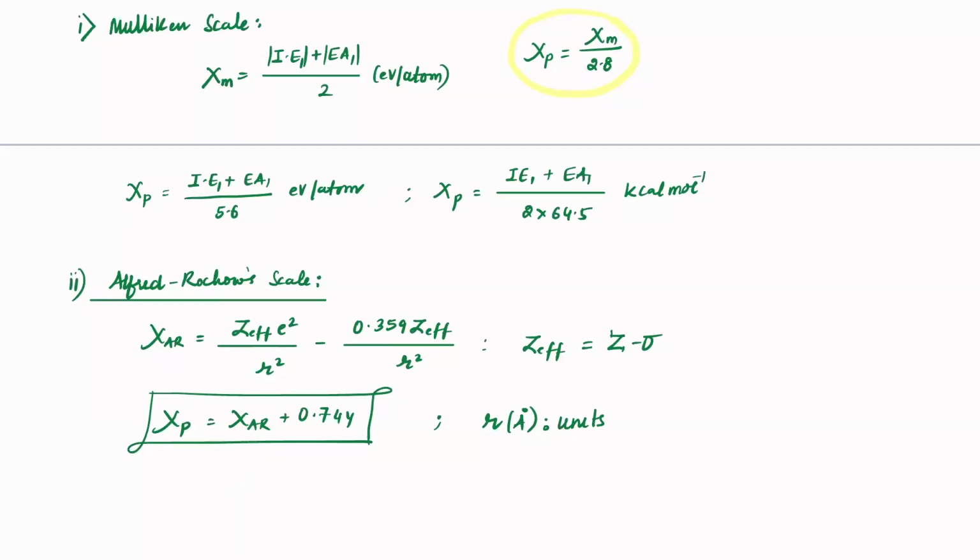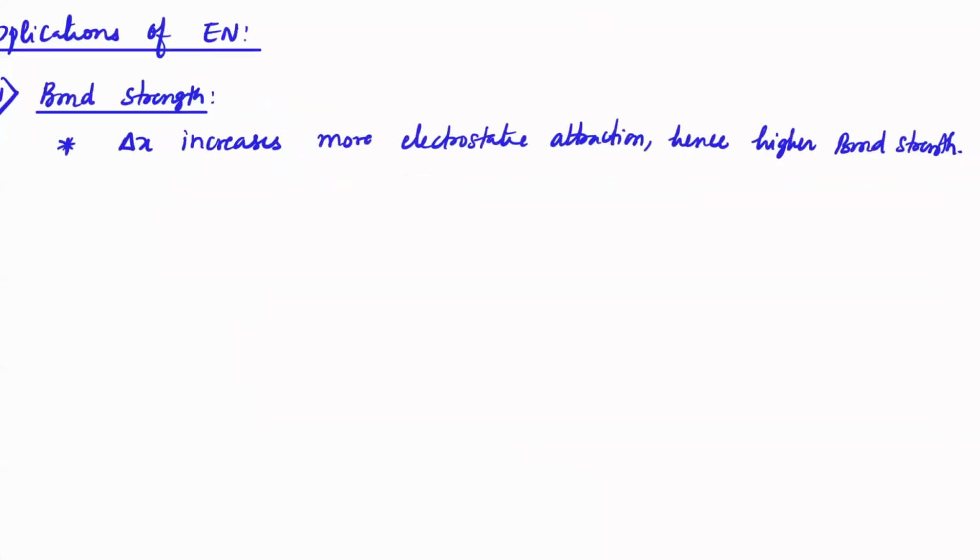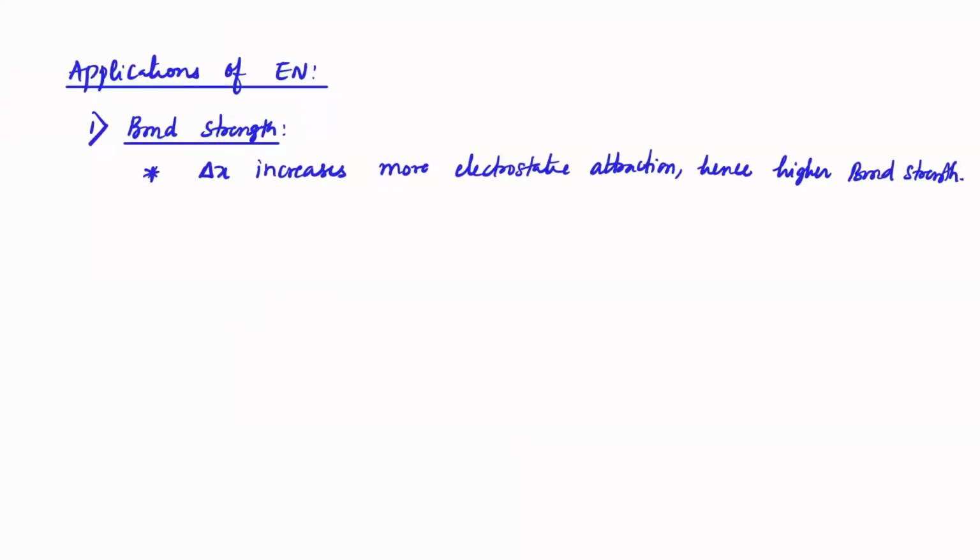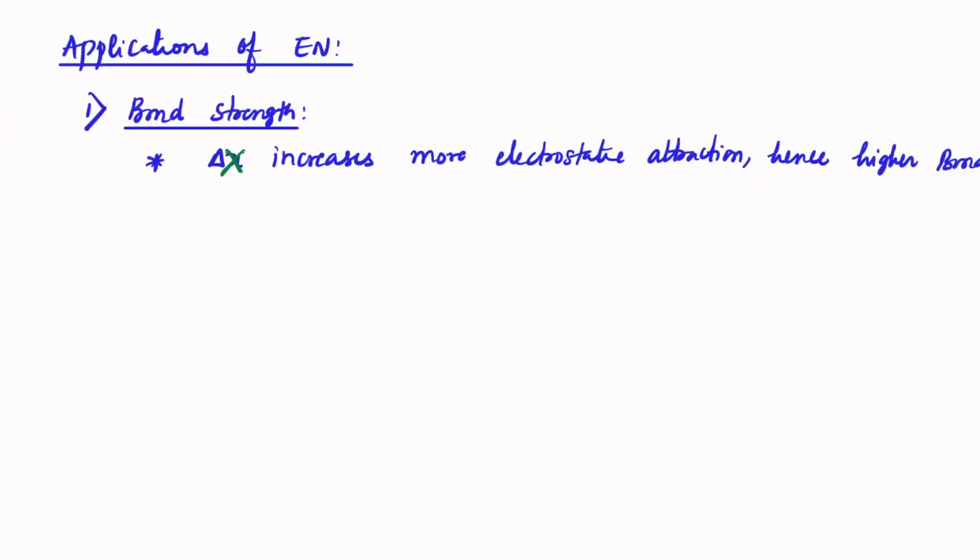Now, let's go through the applications of electronegativity one by one. First one is bond strength. Okay. Now, if the electronegativity difference, this is delta X here, increases, more and more electrostatic attractions would happen and the bond will become stronger. So, when it comes to bond energy of HF versus HCl versus HBr versus HI.